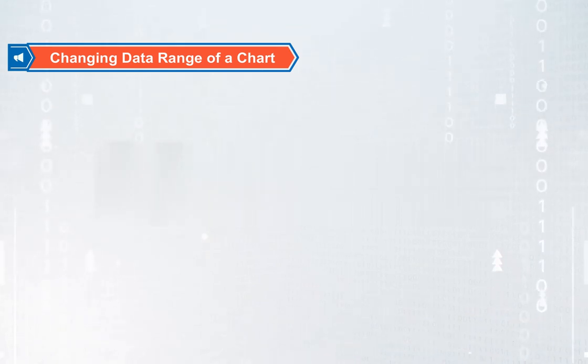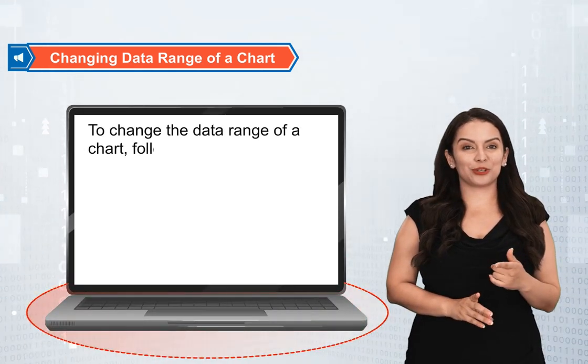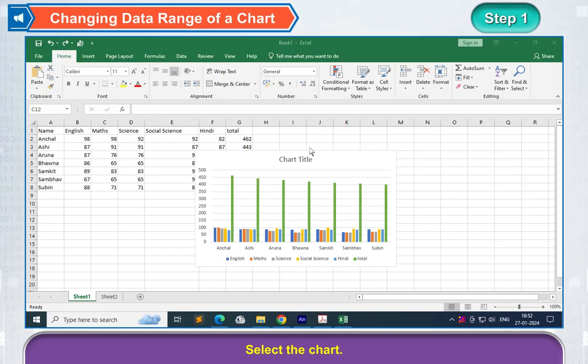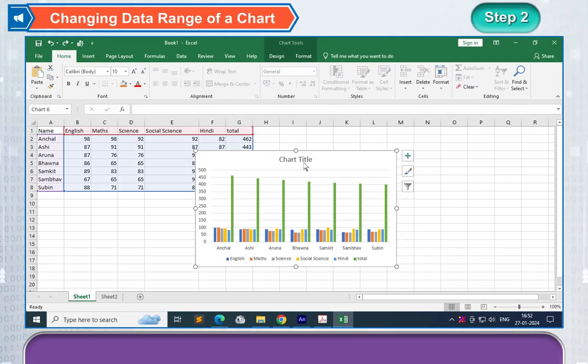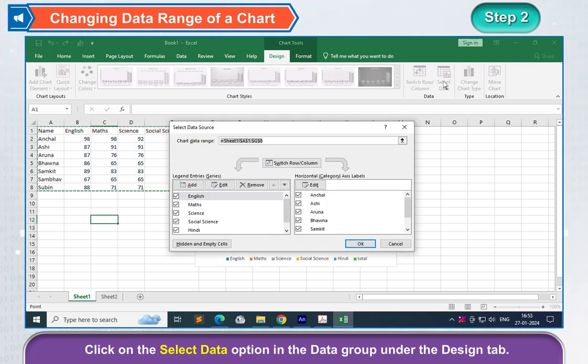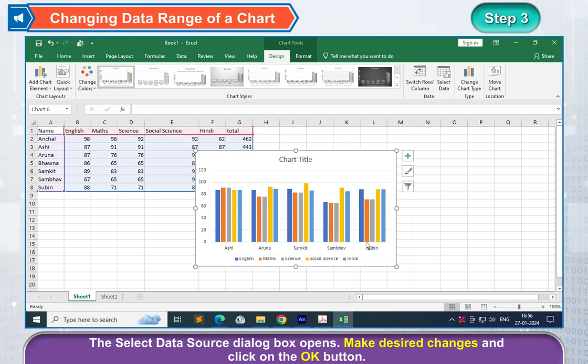Changing data range of a chart. To change the data range of a chart, follow the given steps. Step 1. Select the chart. Step 2. Click on the Select Data option in the Data group under the Design tab. Step 3. The Select Data Source dialog box opens. Make desired changes and click on the OK button.